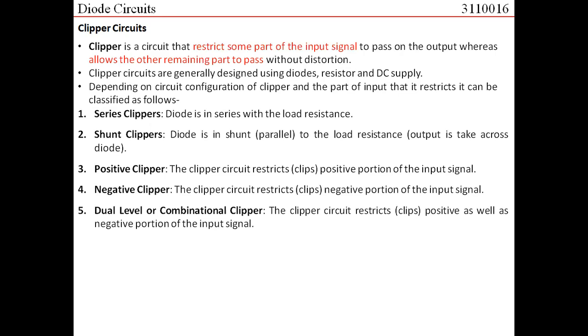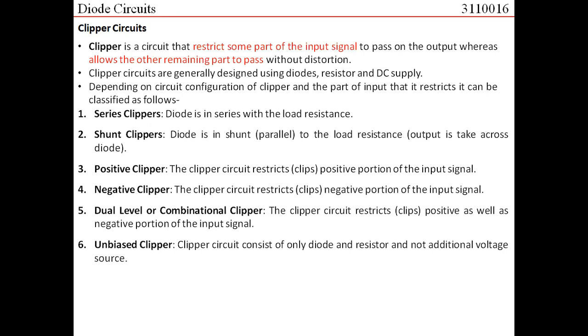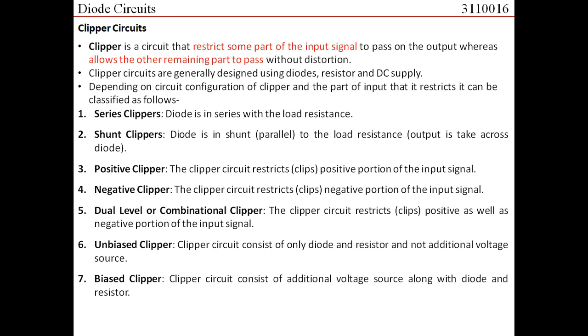Going further, we can have an unbiased clipper. An unbiased clipper means a clipper circuit that consists only of a diode and a resistor, and does not consist of any voltage source. Similarly, I can have a biased clipper, where the clipper circuit would consist of a voltage source along with a diode as well as a resistor. Right? So I can have different types of clipper circuits as listed here.